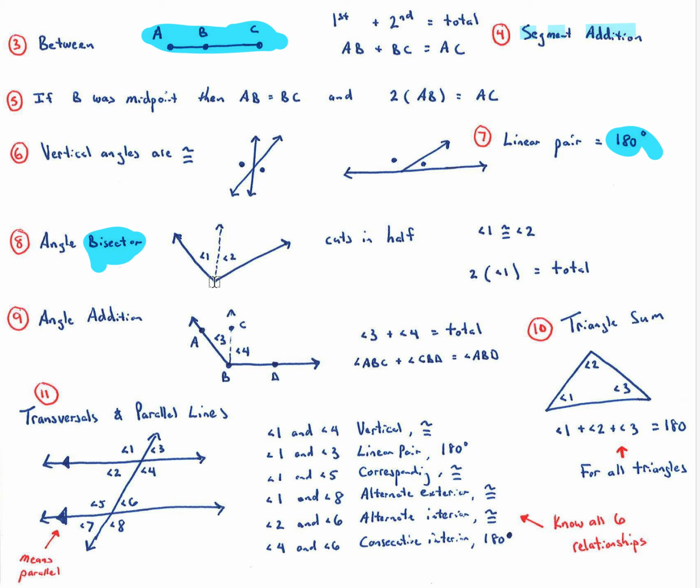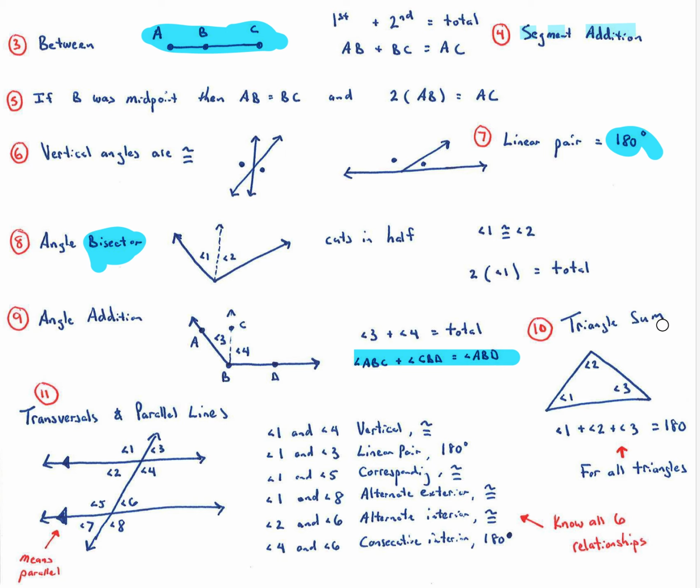So if I say you have this angle and you have a bisector, which is the dotted line, that tells you that angle 1 and angle 2 are congruent. It also tells you that if you double angle 1, it's equal to the total, because you know that splits it in half. Similar to the segment addition postulate, where it says first part, second part, total, well, the angle addition postulate says the same thing. If you have this first angle 3 and the second angle 4, if you take angle 3 plus angle 4, you get the total angle. Now this would be more using letters: angle ABC, which is angle 3, plus angle CBD, which is angle 4, equals the total angle, which is ABD.